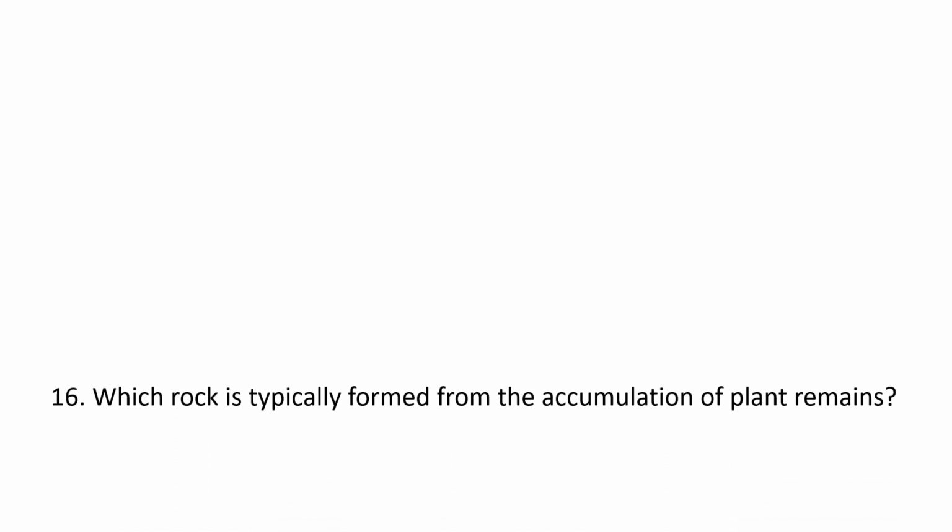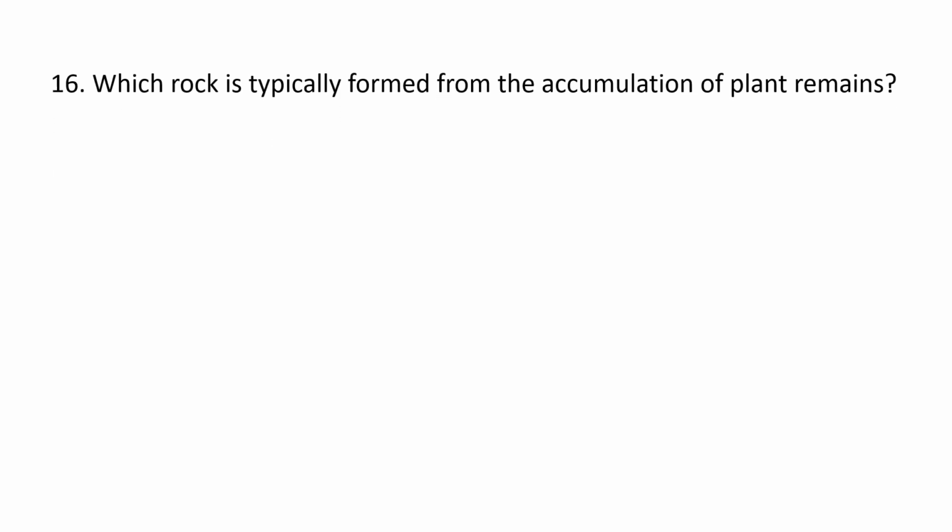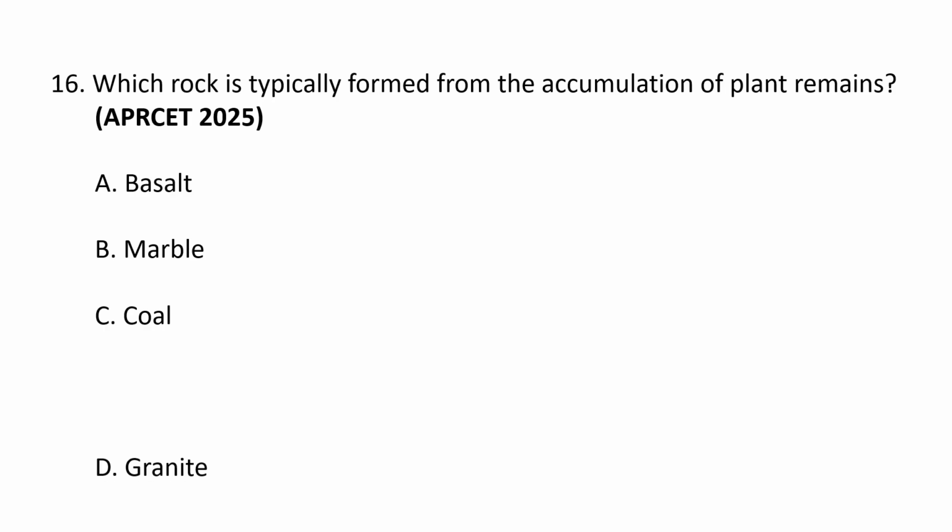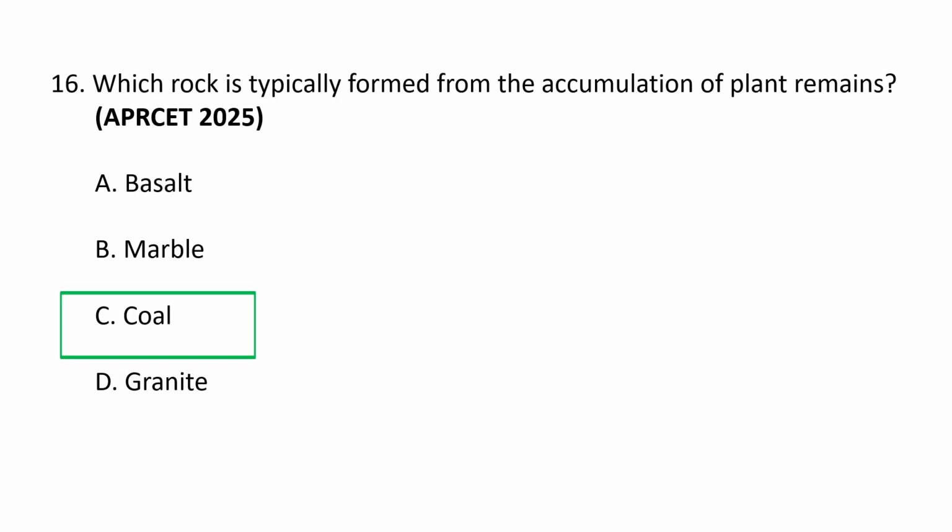Next question. Which rock is typically formed from the accumulation of plant remains? A. Basalt, B. Marble, C. Coal, D. Granite. The correct option goes as coal. Coal is typically formed from the accumulation of plant remains.